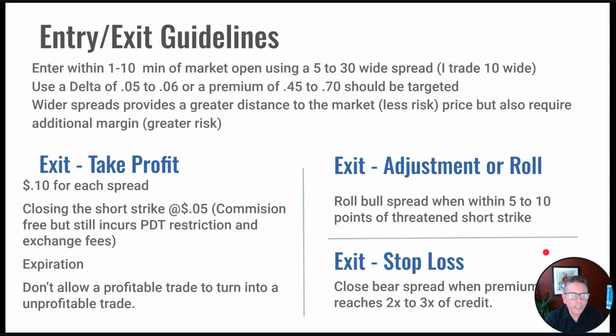So as an example here, right? So if you put on a bear or bull spread, right? And the position's at 50, so you collected $50, right, on that spread. If the premium goes above 2x or 3x, that's where you want to close the trade. Now, what I do is I roll bull spreads, and I close bear spreads, okay? And that's really the safest way to go.